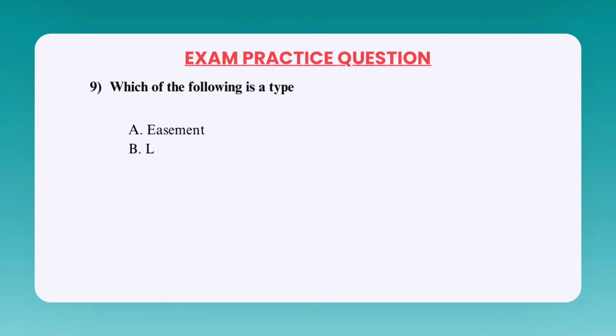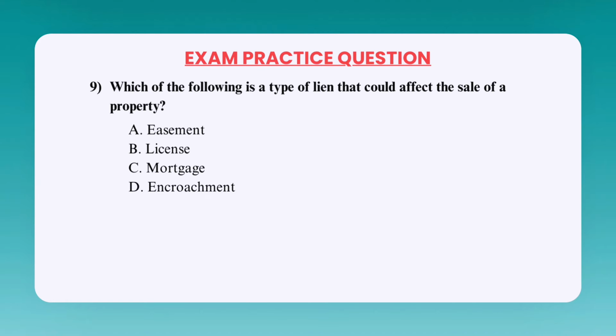Number 9. Which of the following is a type of lien that could affect the sale of a property? Is it A, easement, B, license, C, mortgage, or D, encroachment?